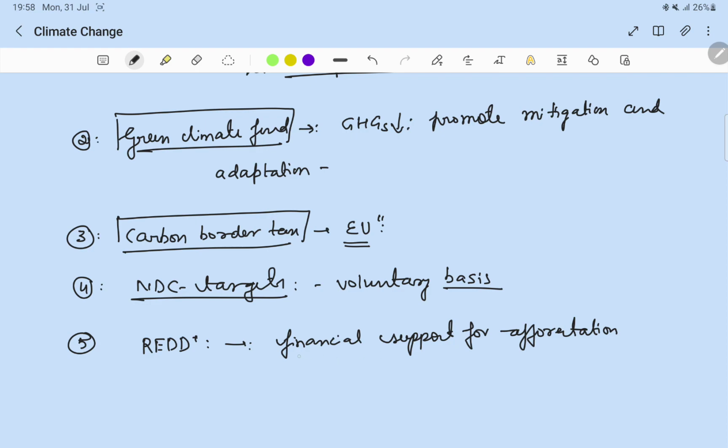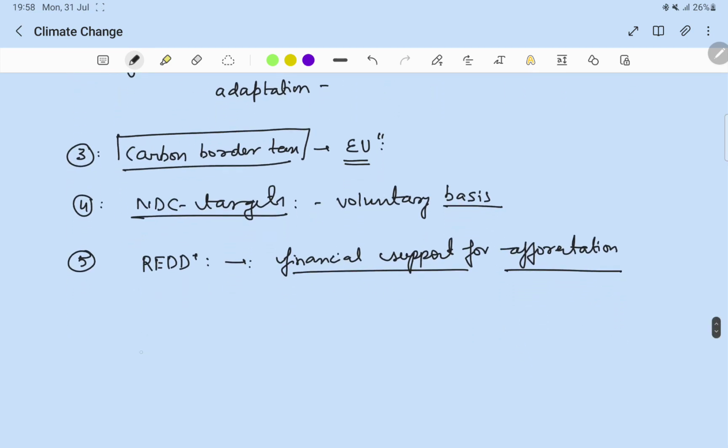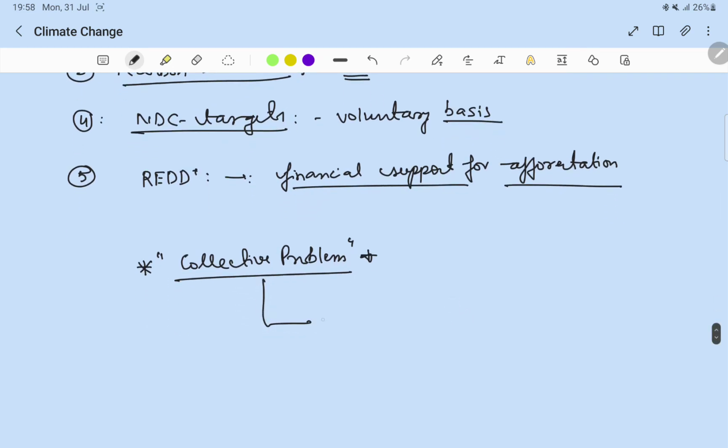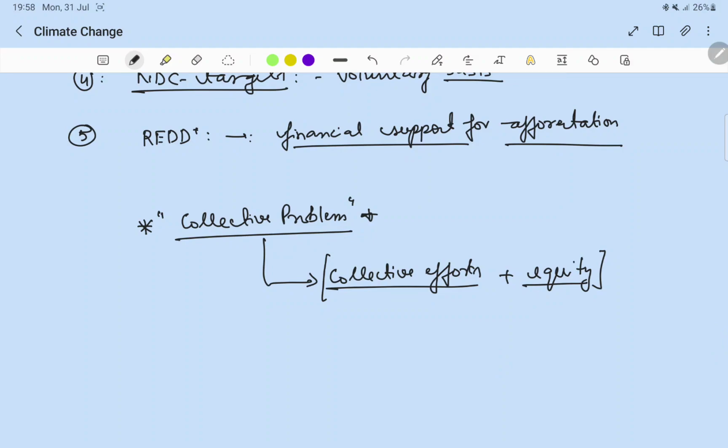So these are some of the global initiatives and efforts taking place, and all in all, what we can say is that it is a collective problem, and a collective problem can only be solved with collective efforts. Collective efforts are important, but we must also prioritize here and make it an aspect of equity. Those who are historically less responsible for creating the issues of climate change should not be penalized heavily. That's why the focus should be on common but differentiated responsibilities and respective capabilities.